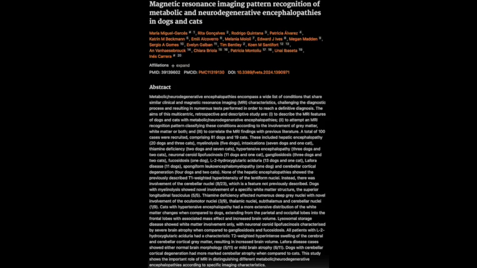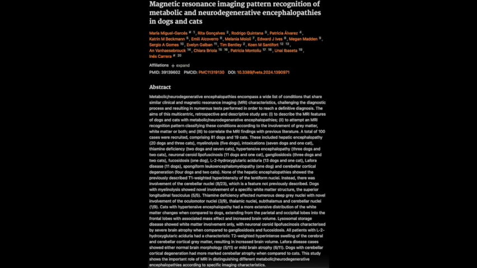Today, we're going deep into the world of metabolic and neurodegenerative encephalopathies. Oh, those are a mouthful, aren't they? They are, in dogs and cats specifically. And they can be a real head scratcher. Yeah, for sure. Even for us neurologists sometimes, the clinical signs can be so similar. Right. And even on MRI, things can look really alike.